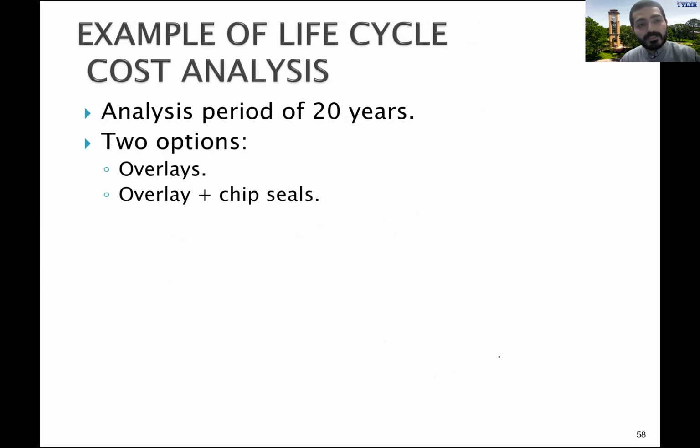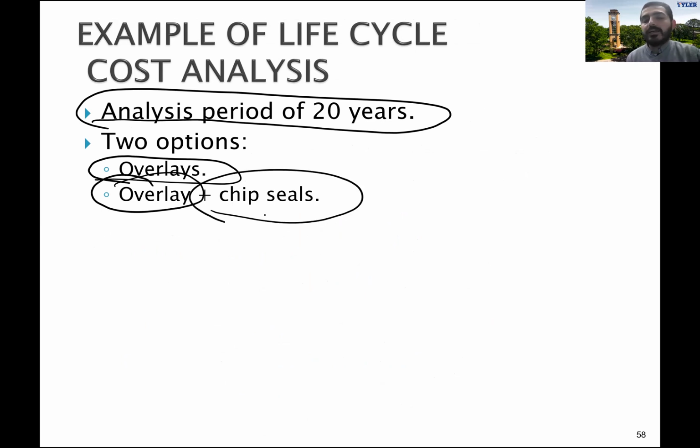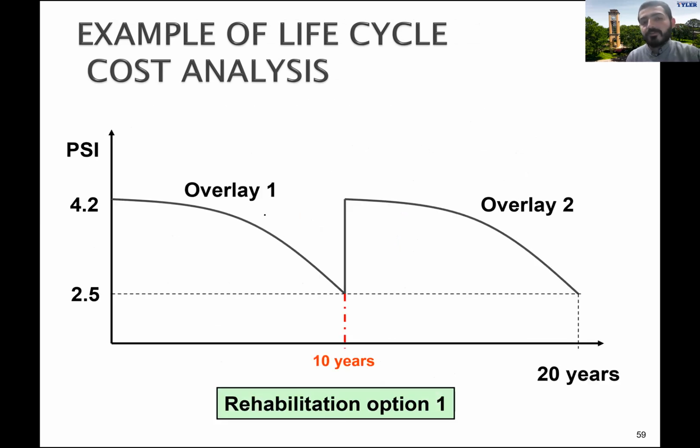A simple example here: we're going to have an analysis period. Let's say our analysis period is 20 years, and we have two options: two consecutive overlays with time, or an overlay and then chip seals. So this is the first option here.